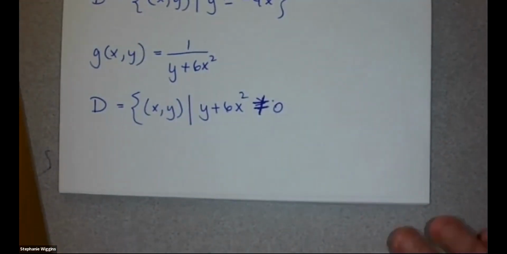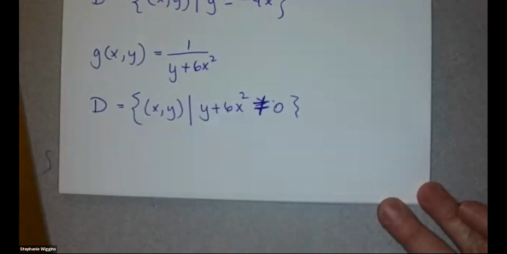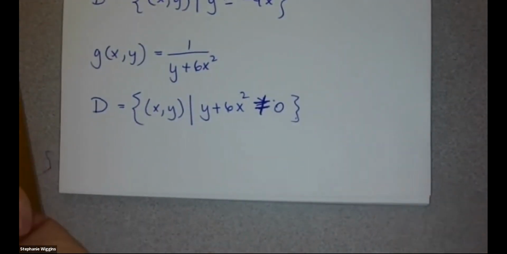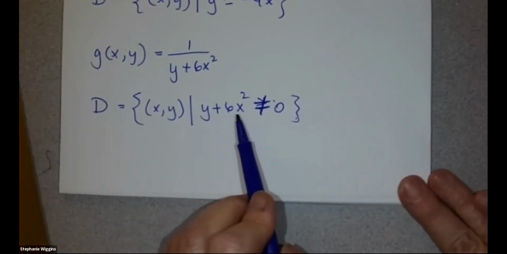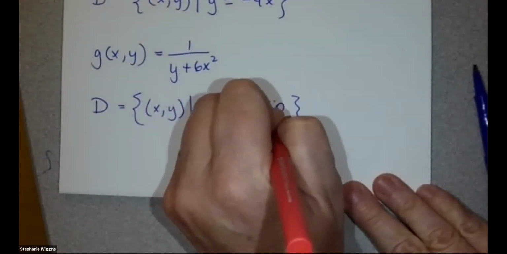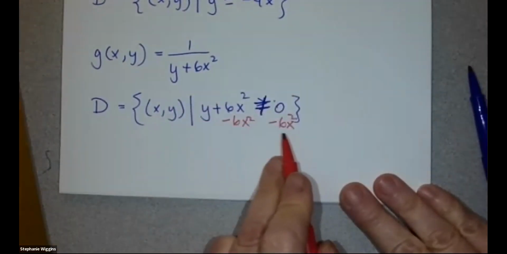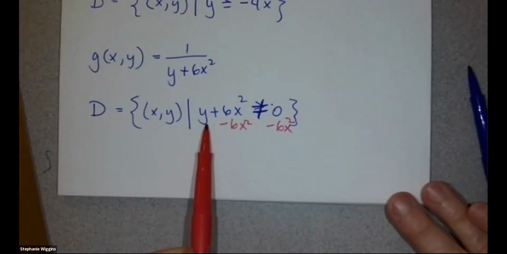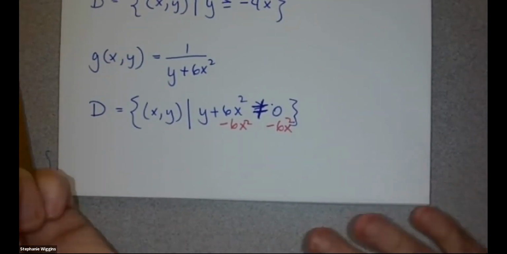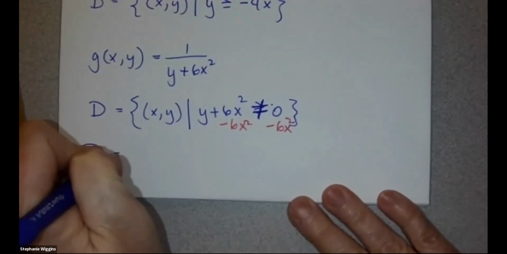It can be greater than or equal to 0. It's just that we have a denominator here instead of a radical. So it cannot equal 0. So generally we like to solve for y. So I'm going to subtract 6x squared from both sides. I think it's okay if you put it in like this, except for when you look at the answer, they have y isolated.